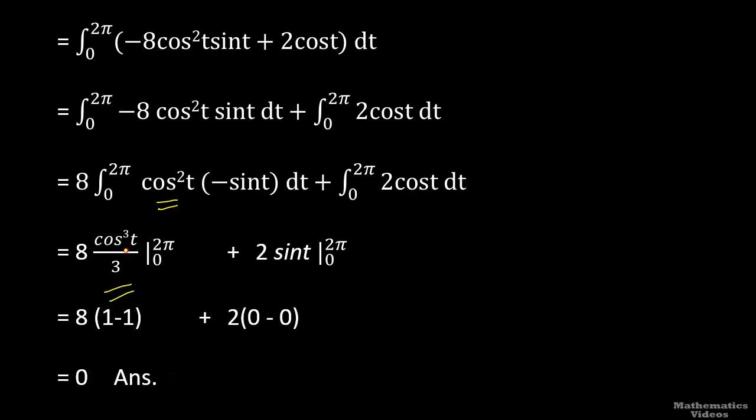Cos 2 pi is 1, so we have 1 cube, and 1 cube is 1. And cos 0 is again 1, so we have 1. So 1 minus 1 is 0, 8 times 0 is 0, so the first term vanishes. And sine 2 pi and sine 0 are both 0, so the second term also vanishes, and the result is 0. So this is the answer of this example. Hopefully you have understood this. This completes our today's discussion. Thanks for watching.